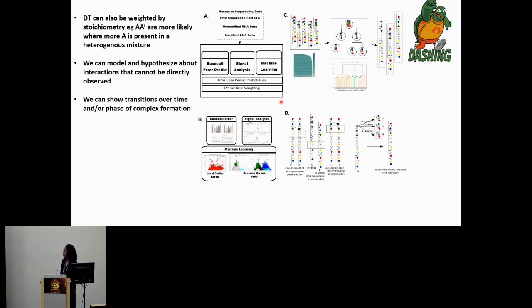We can also model and hypothesize about interactions that cannot be directly observed, and that's where the POMDP comes into play. I think that's a very nice feature, because I don't see it very often in the interactions that I've seen that they bind exclusively with each other. So in protein language, I guess there would be more promiscuous domains. And we can also show transitions over time or phases of complex formation.